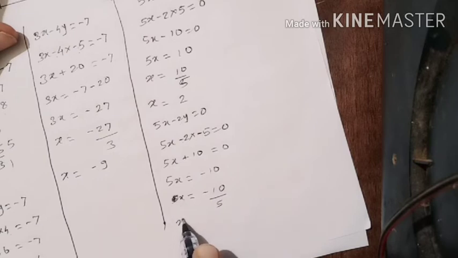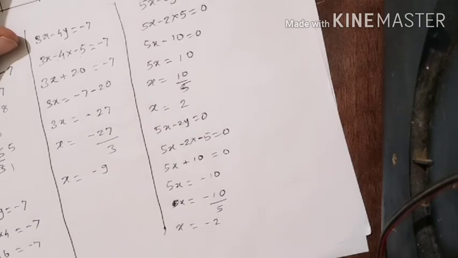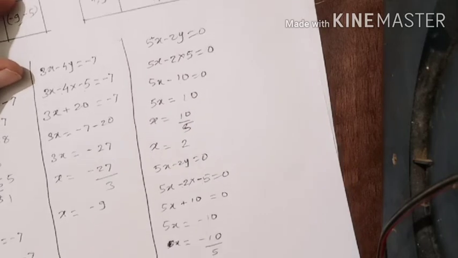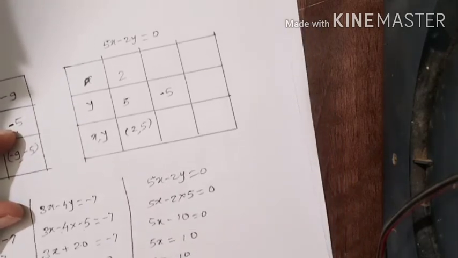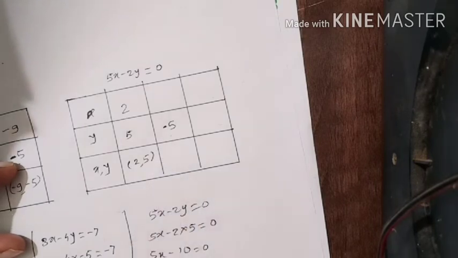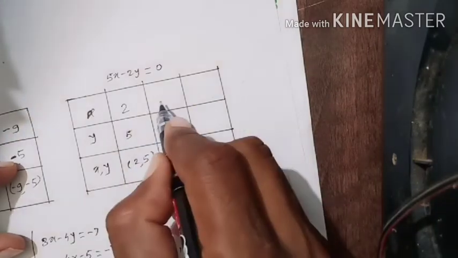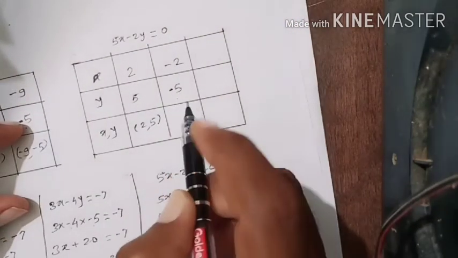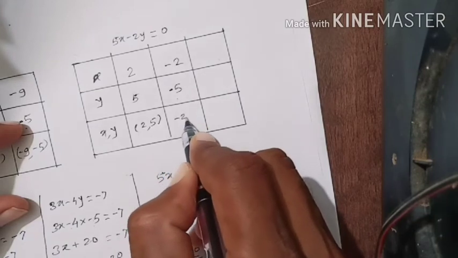Therefore x is equal to minus 2 here. 5 2s are 10, and this minus sign comes here. Therefore, when we put the value of y as minus 5, then we get the value of x as minus 2. In this way, at the last, we will write here the coordinates of the point: minus 2 comma minus 5.